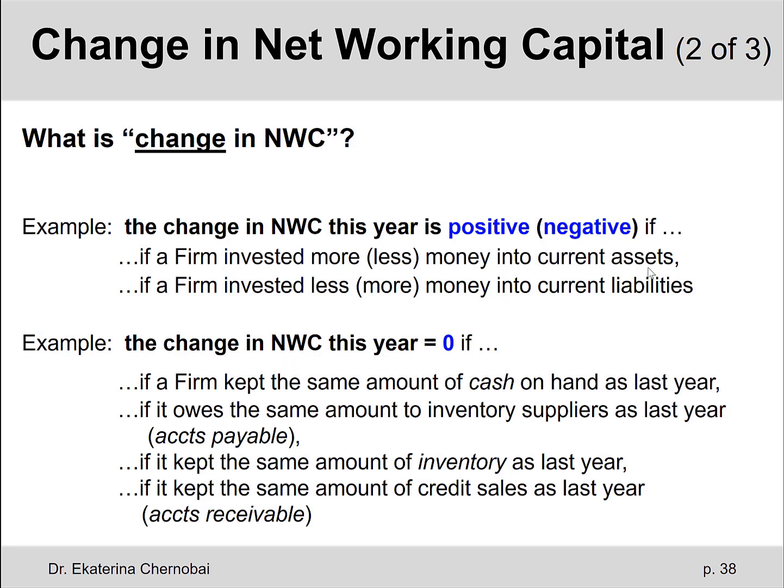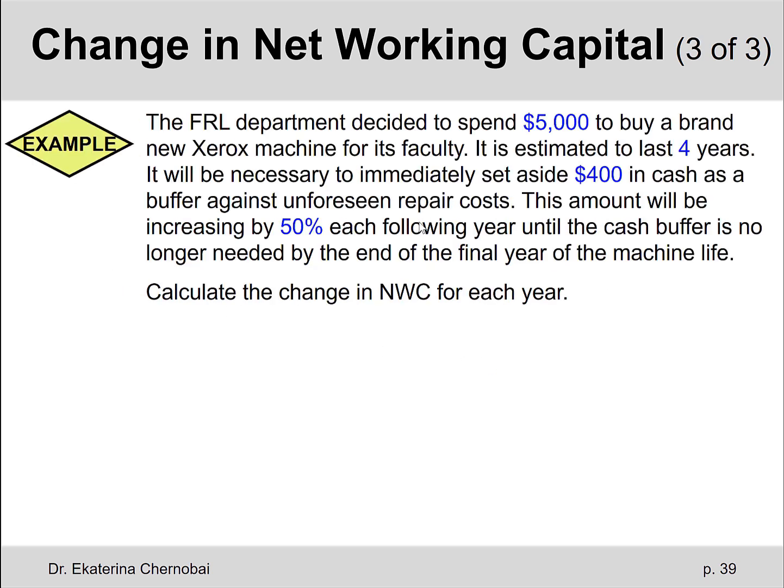So it's kind of like a lot of different examples that I'm mentioning here: cash, accounts payable, accounts receivable, inventory. To make it easier, let me use just cash, kind of the easiest one to think about, to explain how the calculations would work.